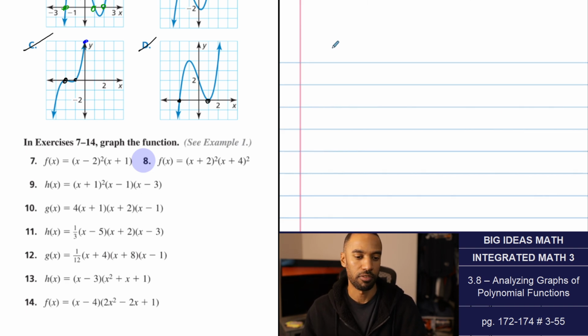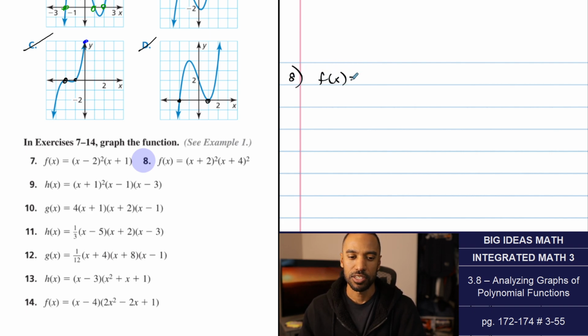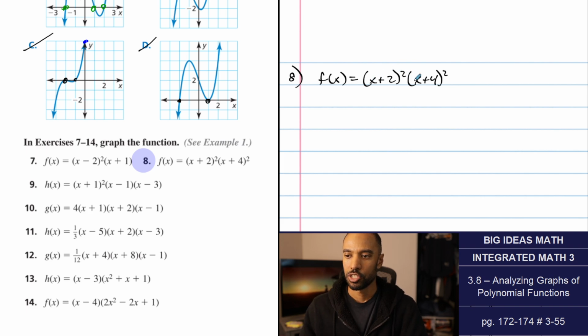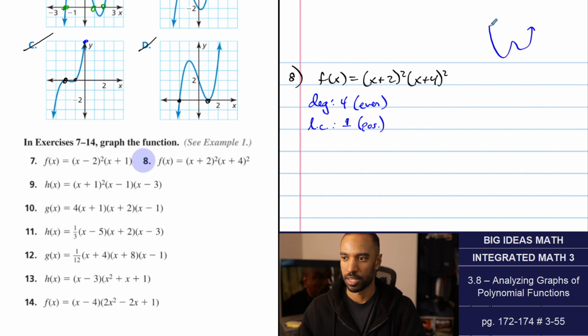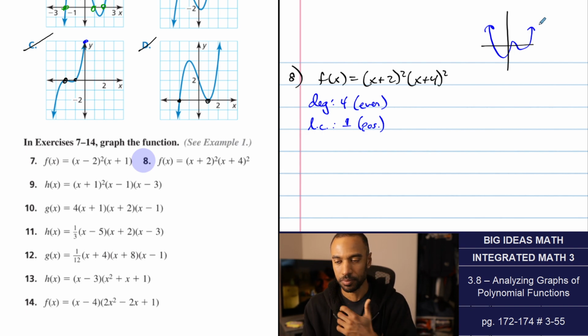Again, go ahead and use a table if you prefer to, or if you're required to. Number 8. F of x equals (x plus 2) quantity squared times (x plus 4) quantity squared. X squared times x squared is x to the 4th. This degree is 4. That makes it an even function. The leading coefficient, once again, is 1. You can't see the number. That makes it a positive. That means this will have a start up, finish up kind of scenario like this. I don't know exactly how it's going to hit yet. I have ideas. We'll do that.